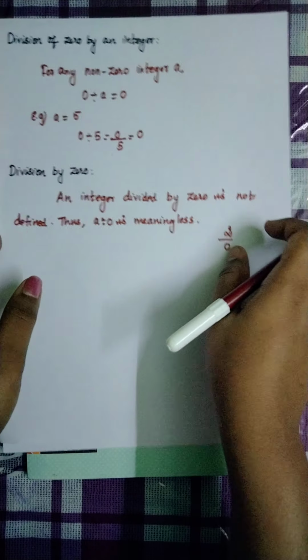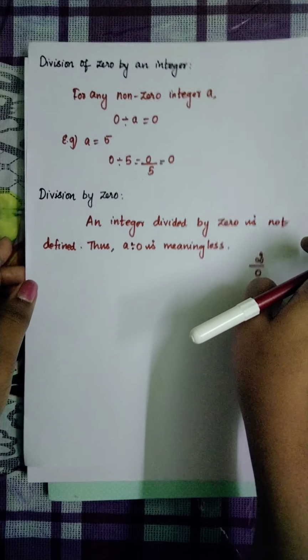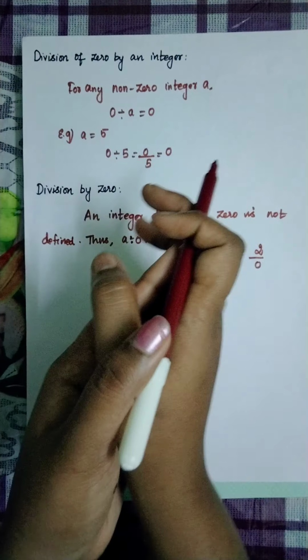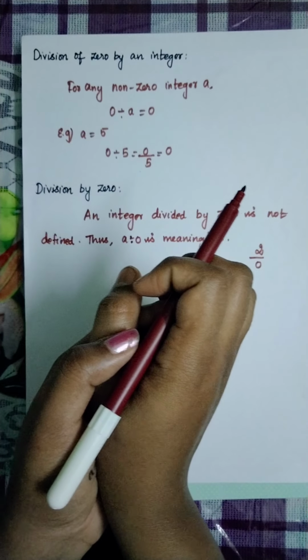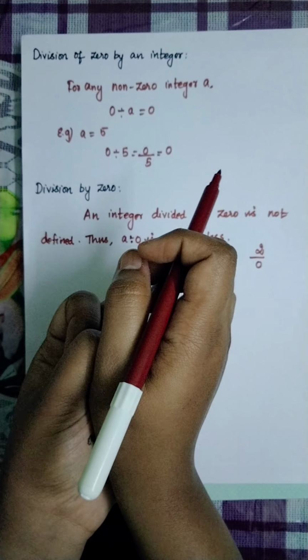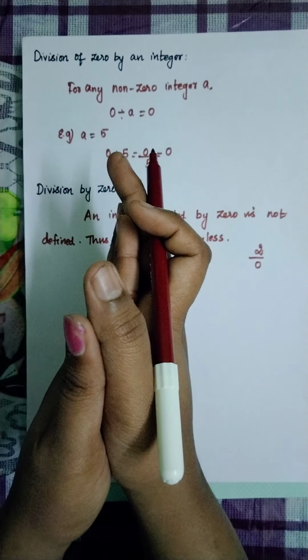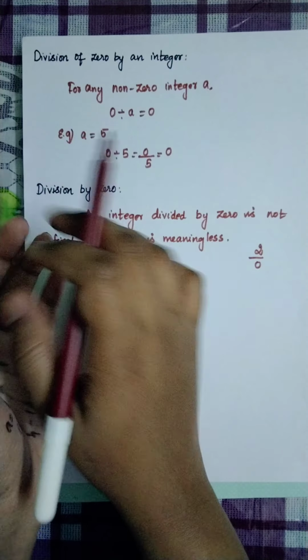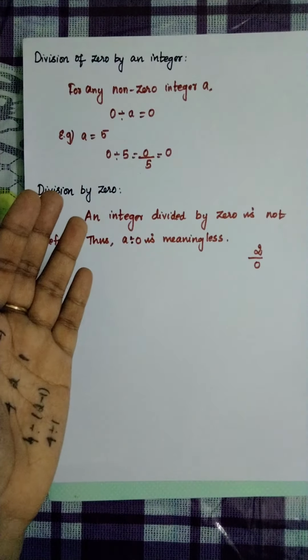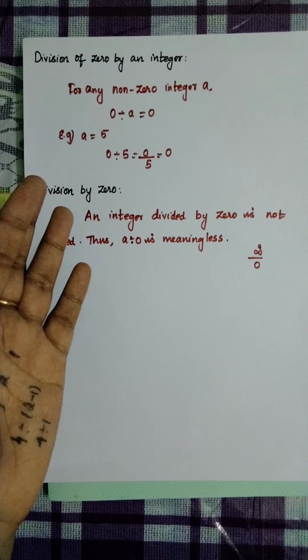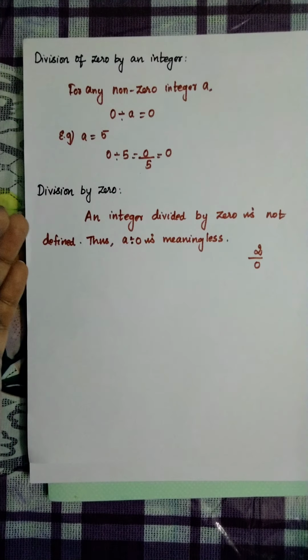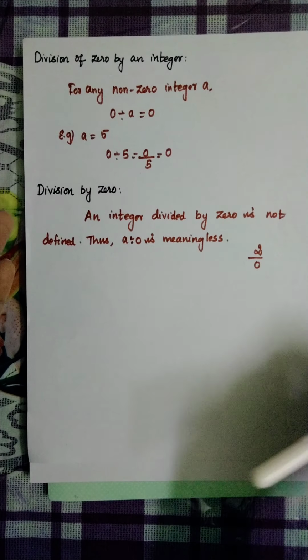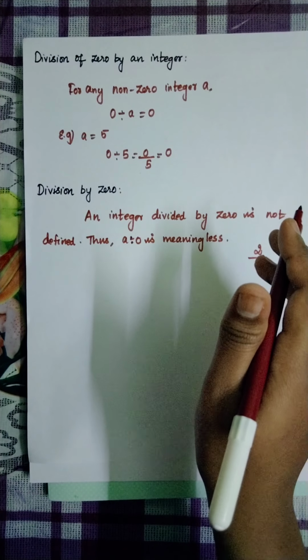Do you all understand the properties? We have completed all the properties. What are the properties we have learned? First, closure property. Second one, commutative property. Third one, associative property. Today we have learned distributive property. Next, division of an integer by itself. Then division of an integer by 1.